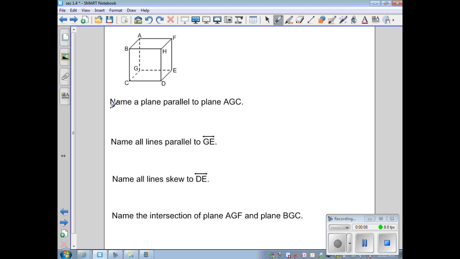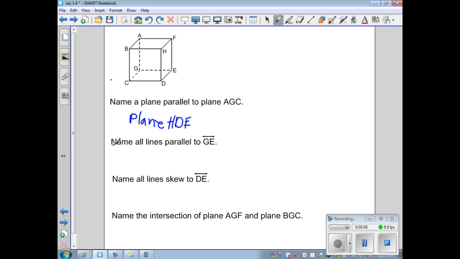First, name a plane parallel to plane AGC, B is the left side of the cube. Therefore, a plane parallel to that would be the right side of the cube, which would be plane HDE or HDEF.